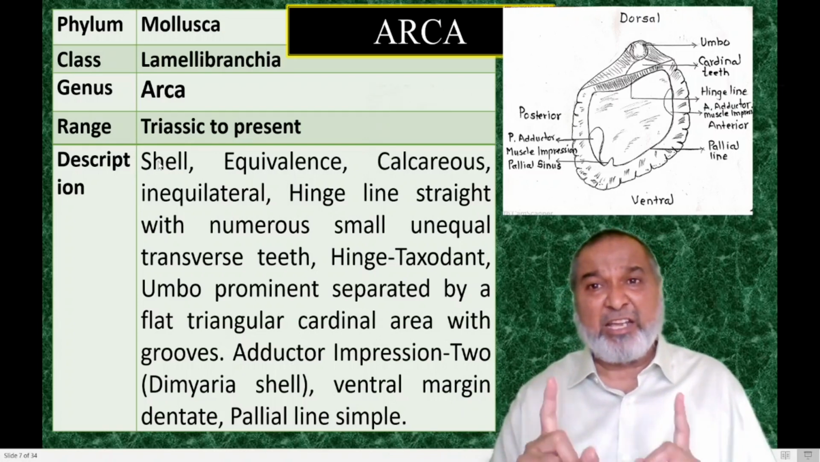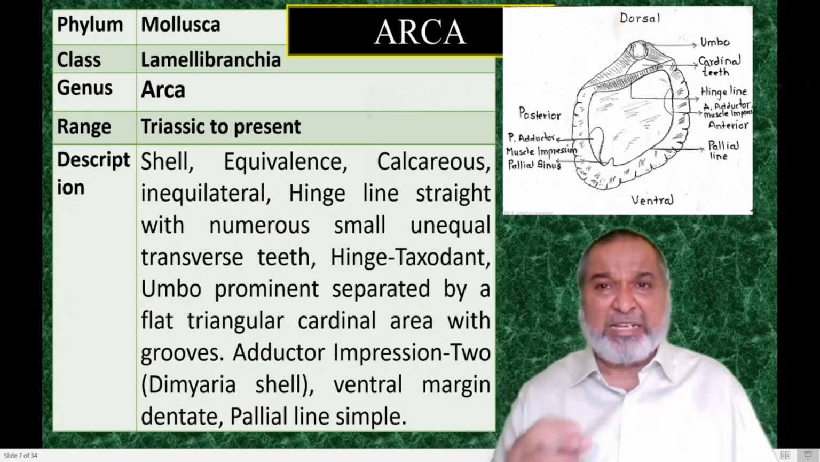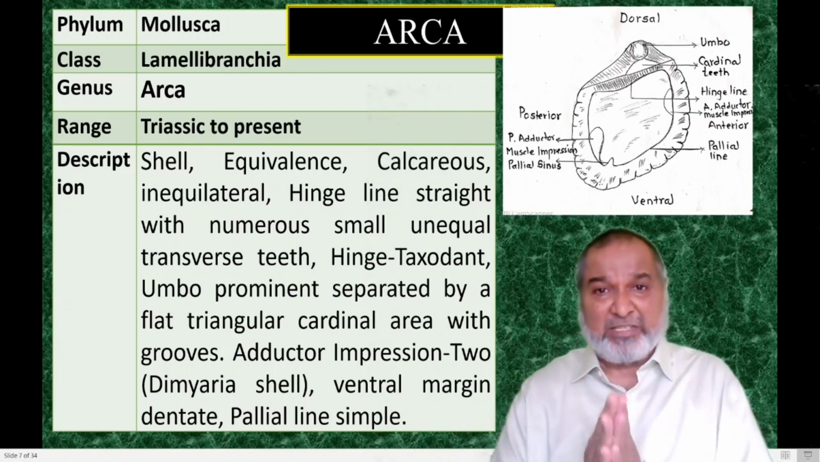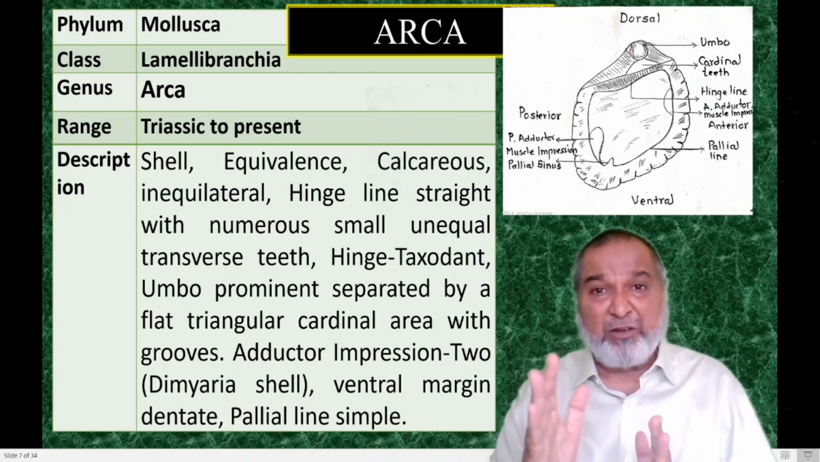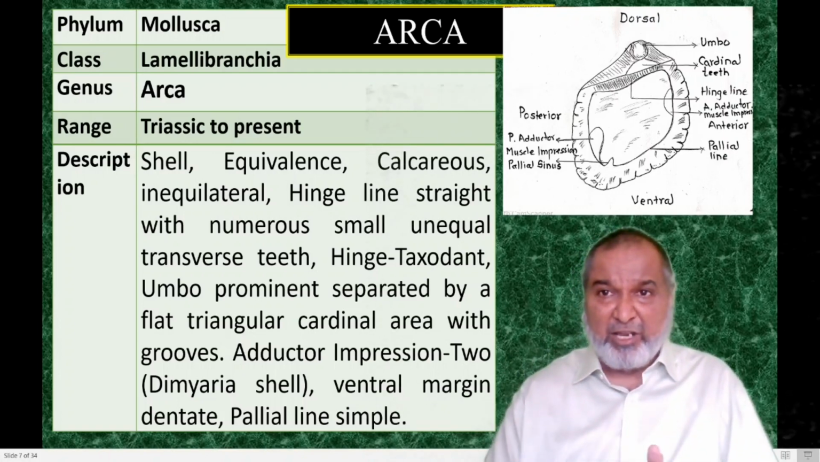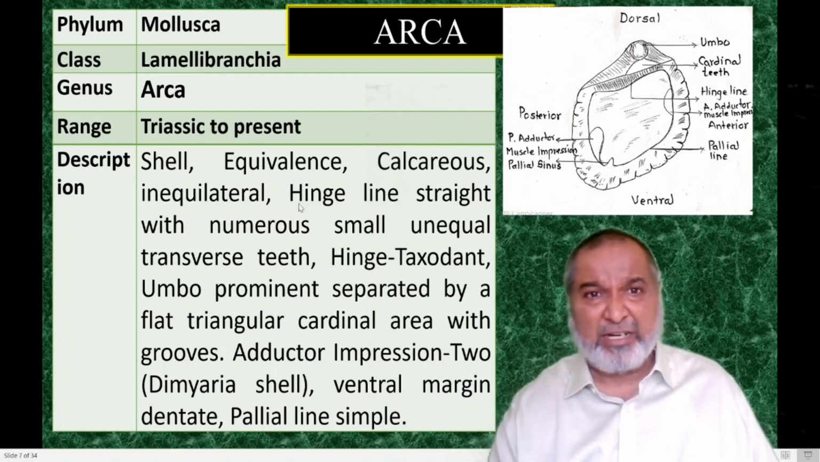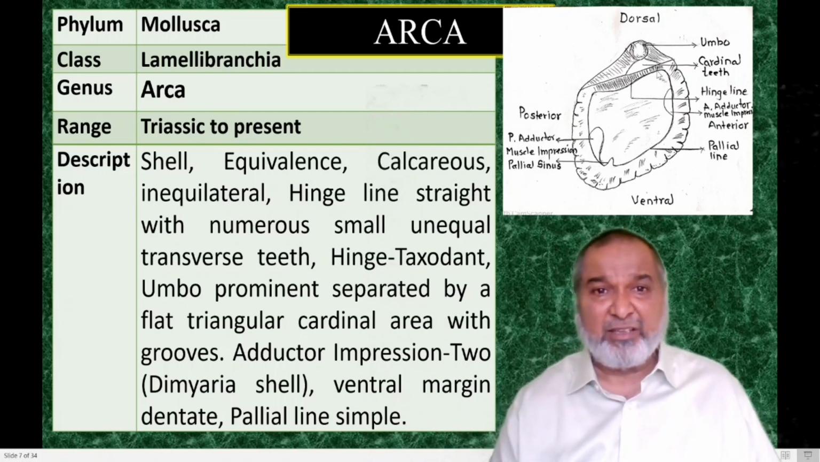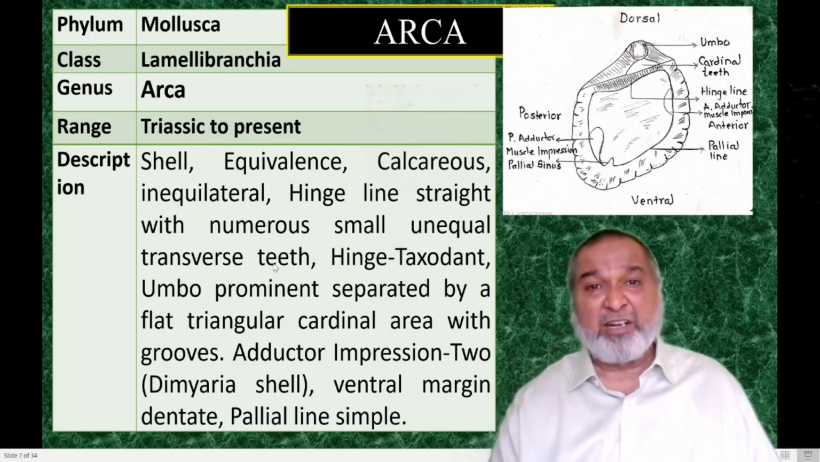So here, first important description: it is a shell. It contains its organic part. Whatever the composition of the hard part is, it is the original one, calcium carbonate. Second one, equivalve. Both the valves are equal. Third one, calcareous. If you draw a vertical line, it is inequilateral. That is the next point. Hinge line, you can see now, it is straight, with numerous small unequal transverse teeth.